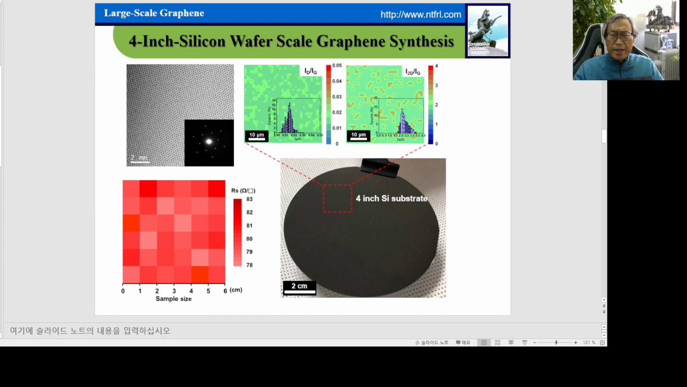So this is a very interesting result for very low sheet resistance, like 78 to 83 ohm per square. Generally, transferred graphene using high temperature growth on copper and nickel presents a high sheet resistance of almost 500 or 600 ohm per square. Compared with that, our graphene, with no transfer, shows a very low sheet resistance. This is a very good result.